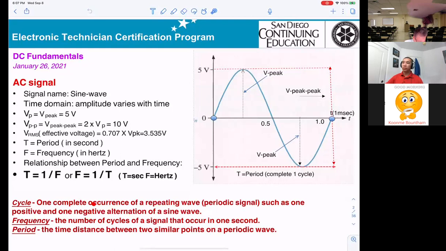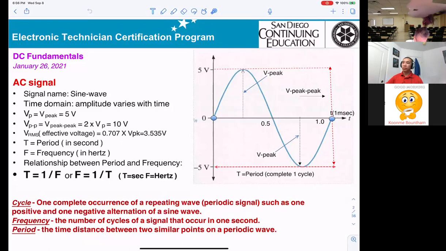Cycle definition: one complete occurrence of a repeating periodic wave signal, such as one positive and one negative alternation of the sine wave. Okay. What is the definition for frequency? The number of cycles of a signal that occur in 1 second. Okay. And period: the time distance between two similar points on a periodic wave.